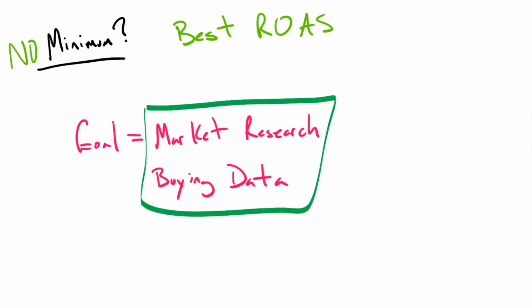So again, when you first start a campaign, just know that the goal is to get data so you see what's working and what's not, and then you can use that information to cut what's not working, and then basically to double down or quadruple down on what is working.